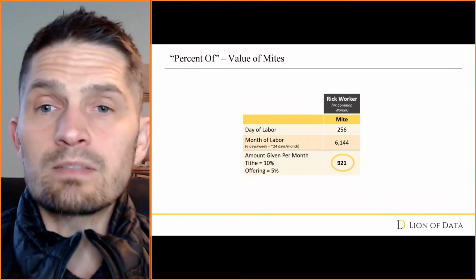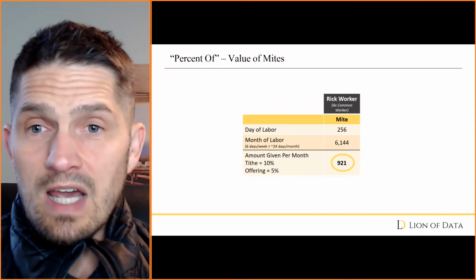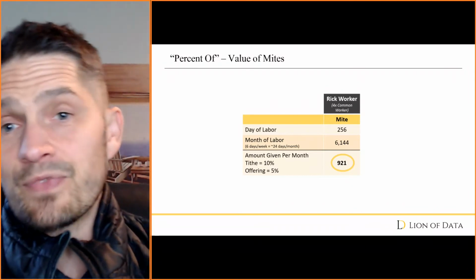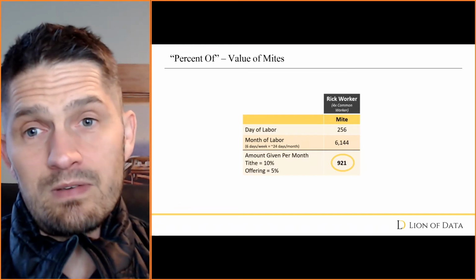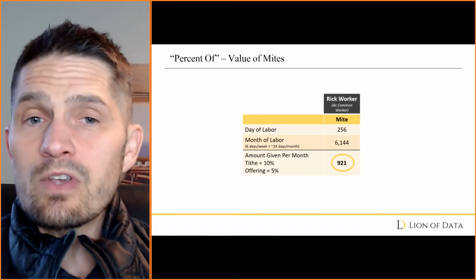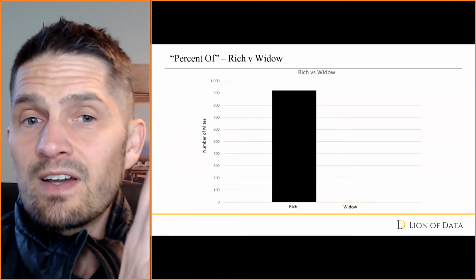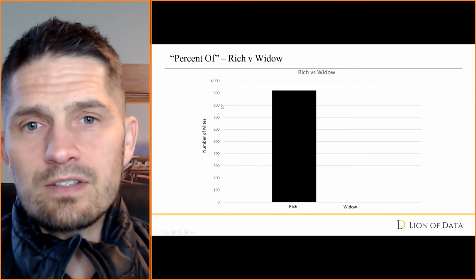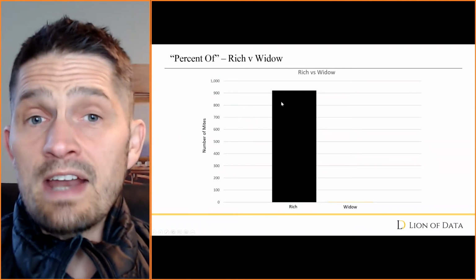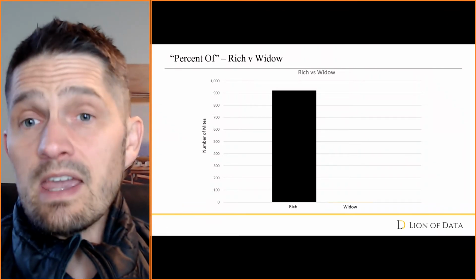This is just approximate. The point here is the principle, because when you see the next slide, you'll kind of understand, whether it's 900 or 2,000 or even 300, the point's going to really come across. So let me show you what I mean by that. What you'll see here on the next slide, this is the number of mites on the y-axis here. And so we're taking that 921 mites that the rich worker, we're saying, gave.